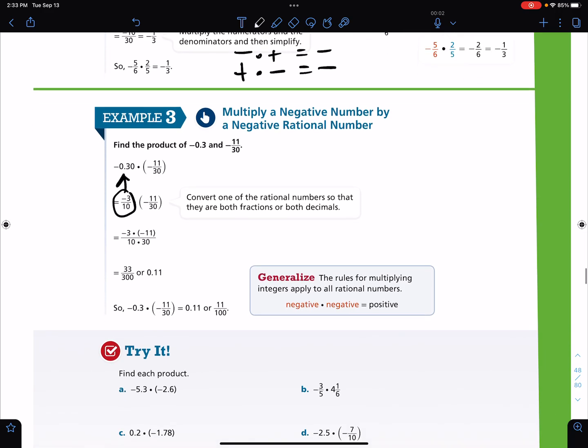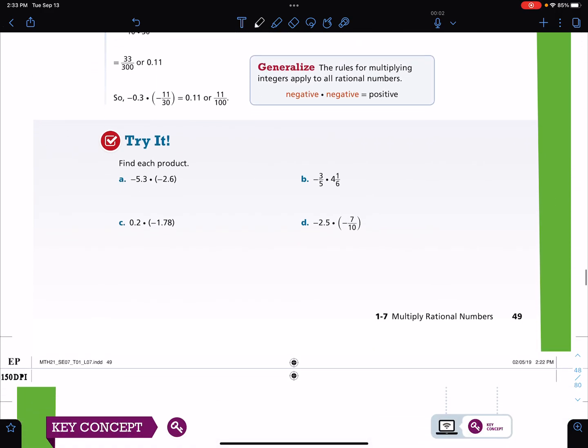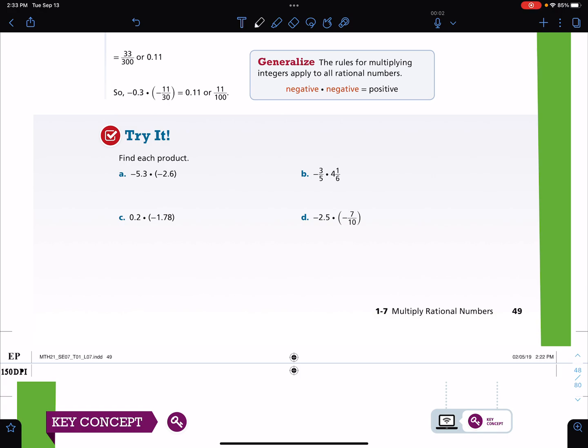Anyway, we're going to go down here and do some try-its. So negative 5.3 times negative 2.6. I'm going to make myself a note at the end: it's going to be positive. I'm going to do this in black so that we can see it.